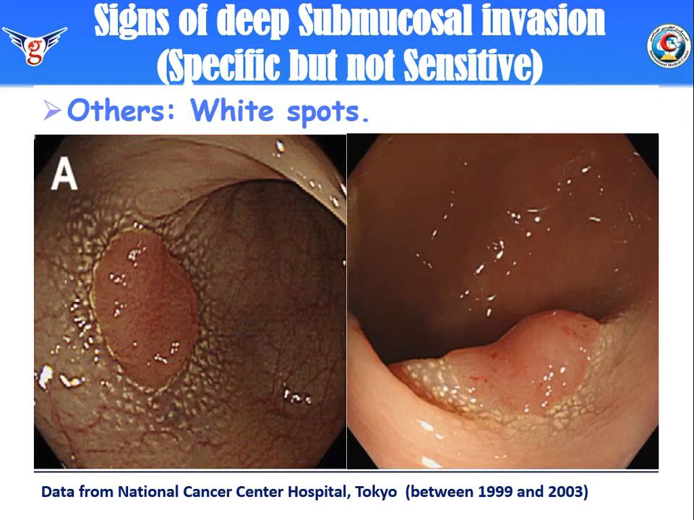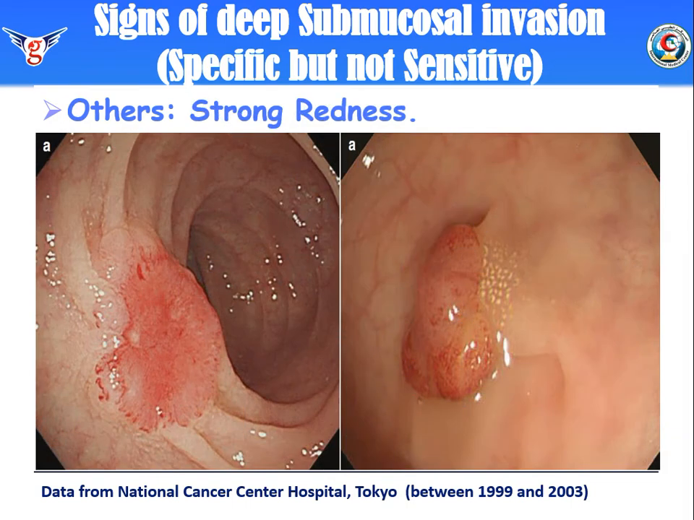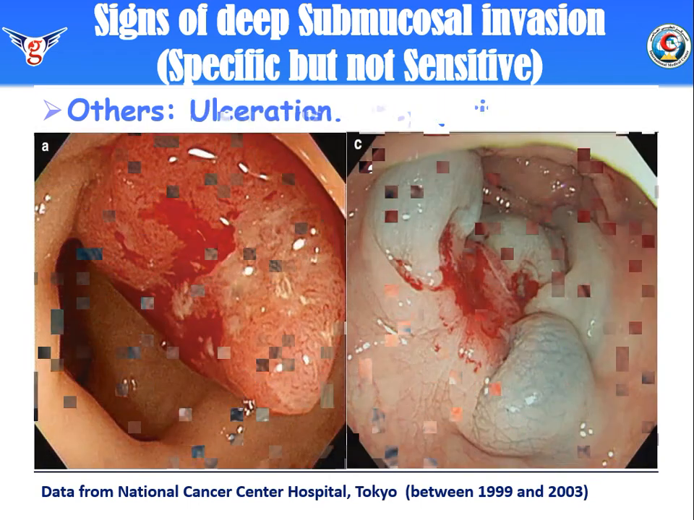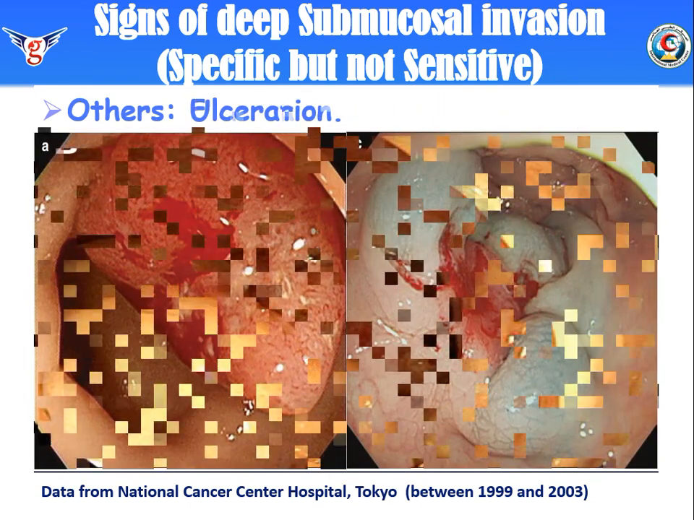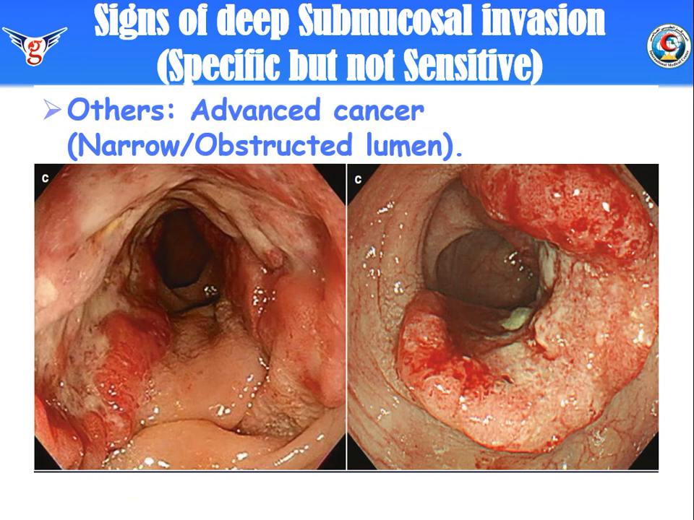The third is the white spots or the chicken skin appearance, which represent a cholesterol deposition at the periphery of the cancer lesion. The fourth is the expansion sign, which is protrusion and overextension of the tumor and or surrounding normal mucosa, like a submucosal tumor. The fifth is the strong redness. The sixth is the tumor stiffness. The seventh is the bleeding ulceration. The eighth is the full or swollen stalk of pedunculated polyp. And finally ulceration and narrow or obstructed non-inflatable lumen that are indicative of advanced cancer.